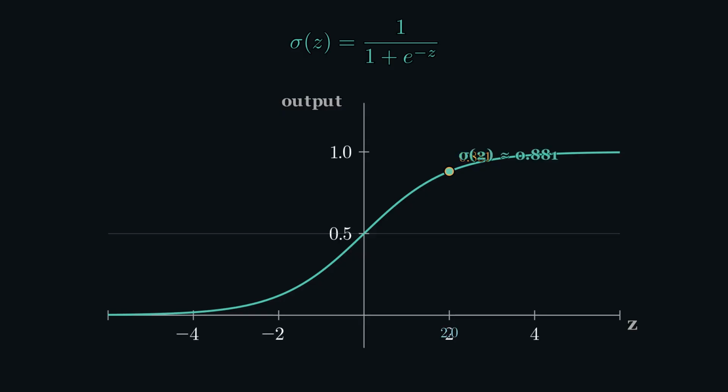Sigma of 2 is 0.88, quite confident. Sigma of 5 is 0.99, almost certain. Sigma of -2 is just 0.12, almost certainly no.